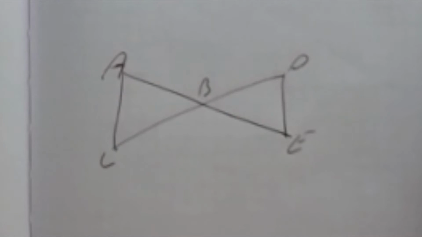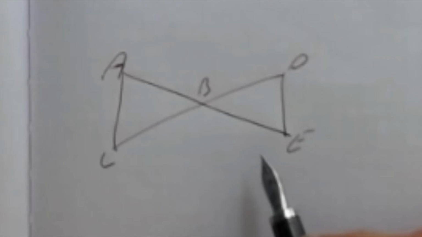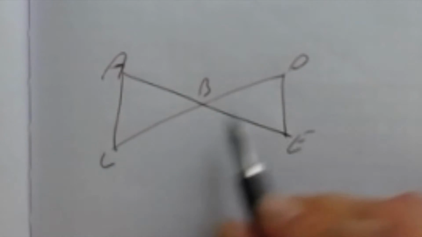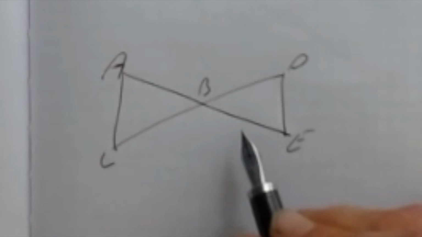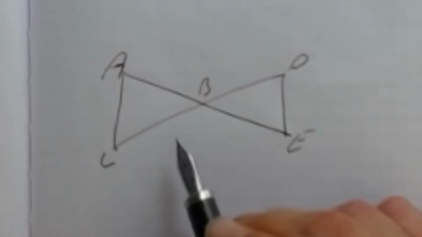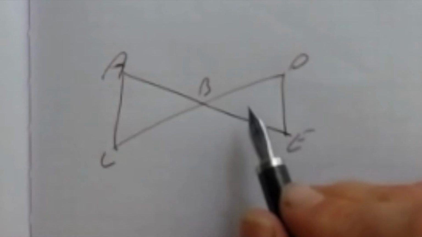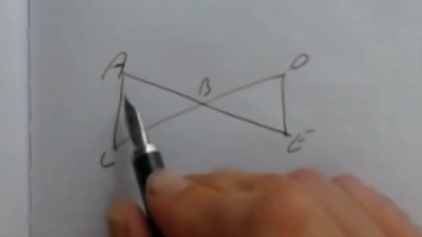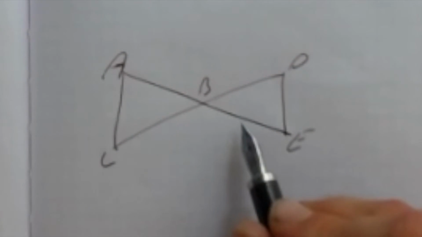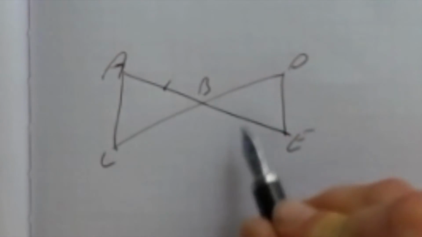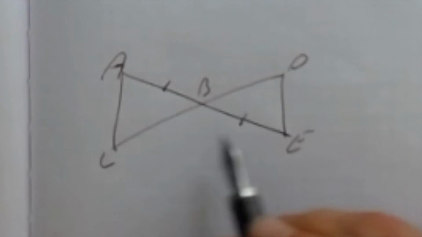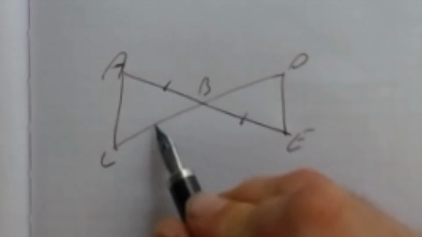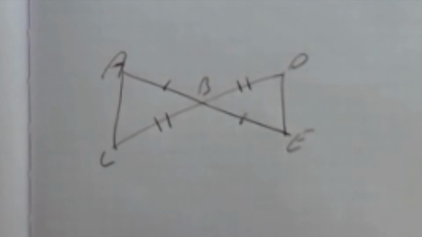A third example of where they may try to confuse us is with a picture much like this one. And they give us the explanation that CD bisects AE and AE bisects CD. So let's look at that first part. CD bisects AE. That means AE is cut in half at B. So this side is congruent to this side. And AE bisects CD, which means that B cuts this line in half.